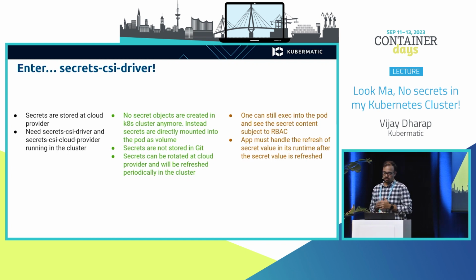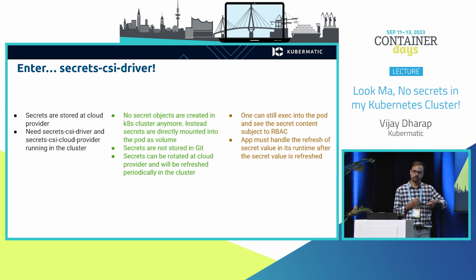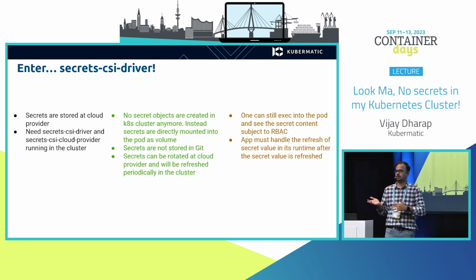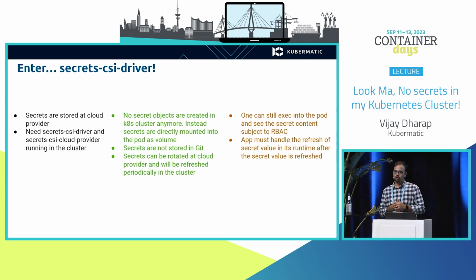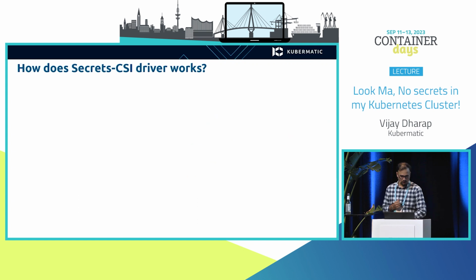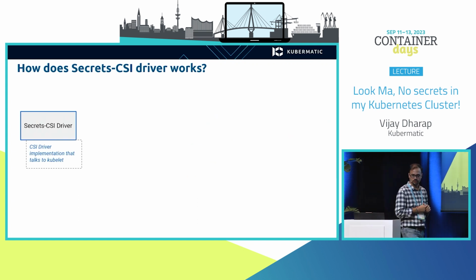And just like external secrets operator, the problem is that if the secret gets rotated and a new value comes, your application must deal with it. It should have some kind of a watch on the secret file so that it can refresh it. So how does Secret-CSI driver work?